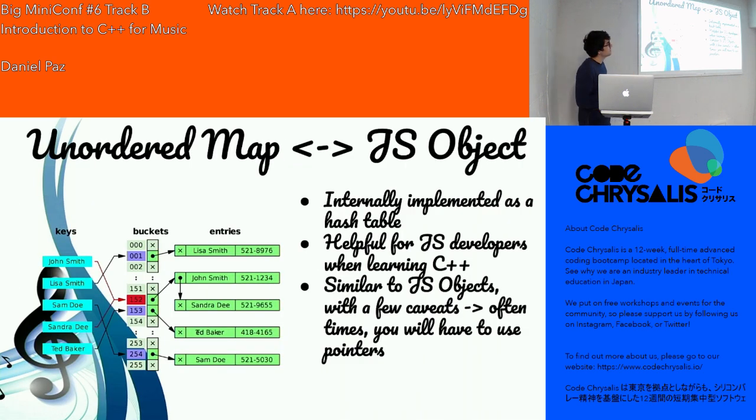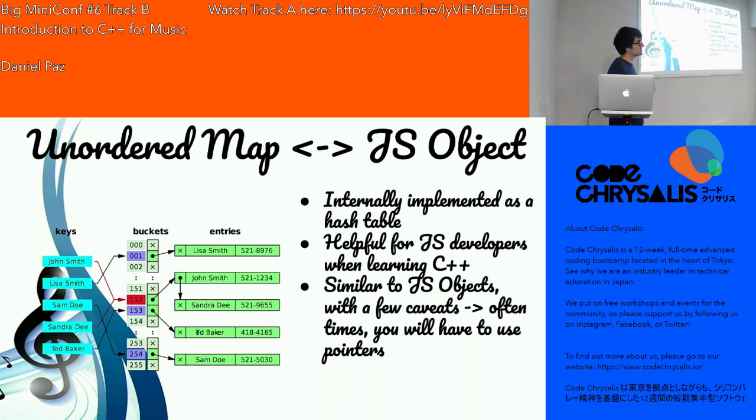And I wanted to cover one more thing that was really helpful as someone who is experienced with JavaScript. I came across this thing called an unordered map in C++. It's pretty similar. You have to import it, sort of. And internally, it's implemented as a hash table. It's helpful for JS developers when they're learning C++. So if you are really familiar with JavaScript and you want to do C++, you could try doing this.